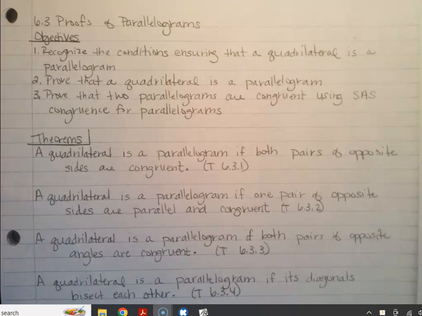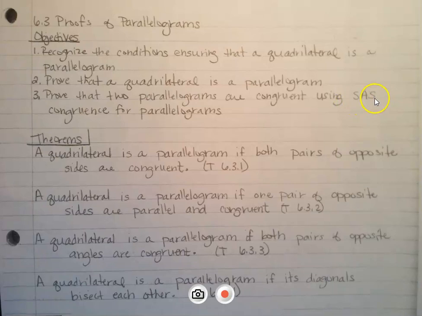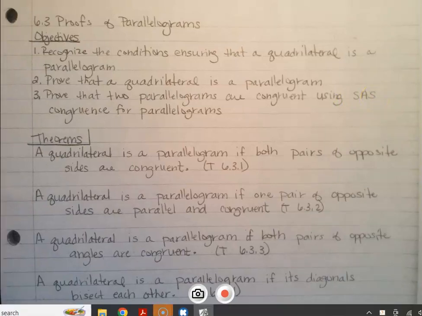Our objectives today: one, we're going to recognize the conditions ensuring that a quadrilateral is a parallelogram. Two, we're going to prove that a quadrilateral is a parallelogram. And three, we're going to prove that two parallelograms are congruent using side angle side congruence for parallelograms. We just did this in that number 29 theorem on the worksheet, but now we have side angle side congruence for parallelograms.